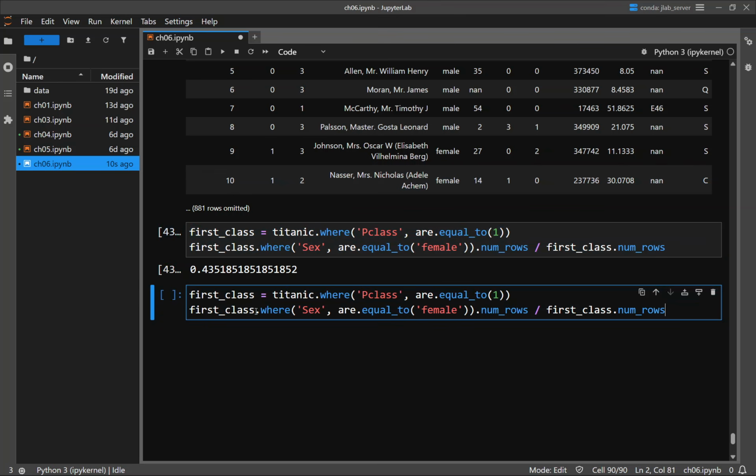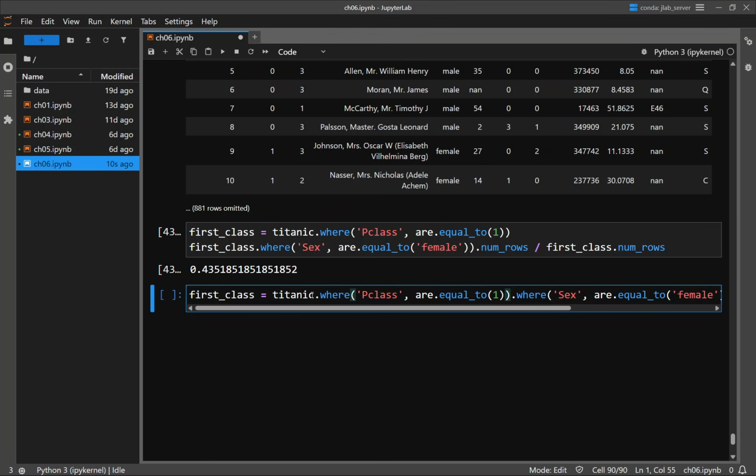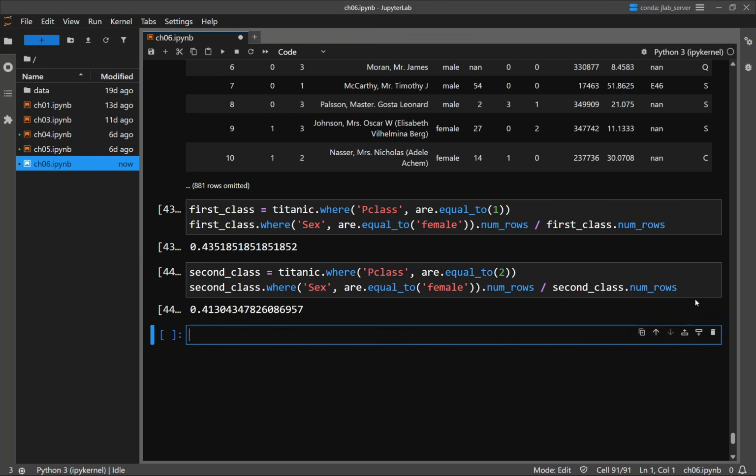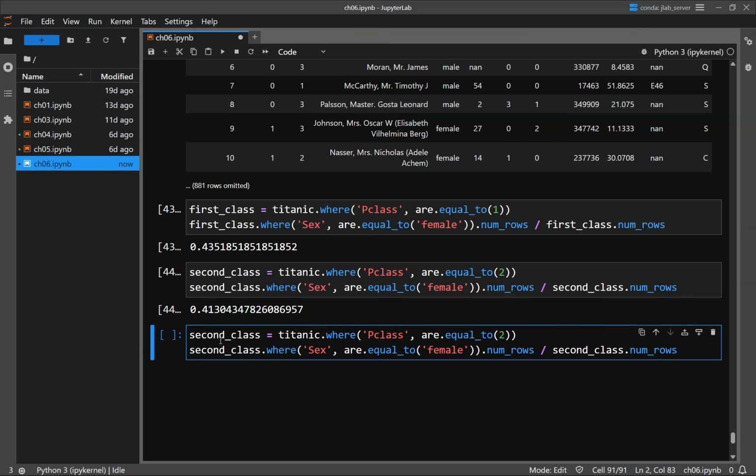Let's try to do it all in one line. So let's do second class, where the P class is equal to 2. Oh no, because we have to do it this way. That would be hard. Yeah, never mind. You could do it on one line, but it'd just get too long. Second class. So this will be everybody in the second class. This is just the women in second class divided by everybody in second class. So it looks like there's more men in second class too this time. So it's the female ratio. Male would be 100 minus this.